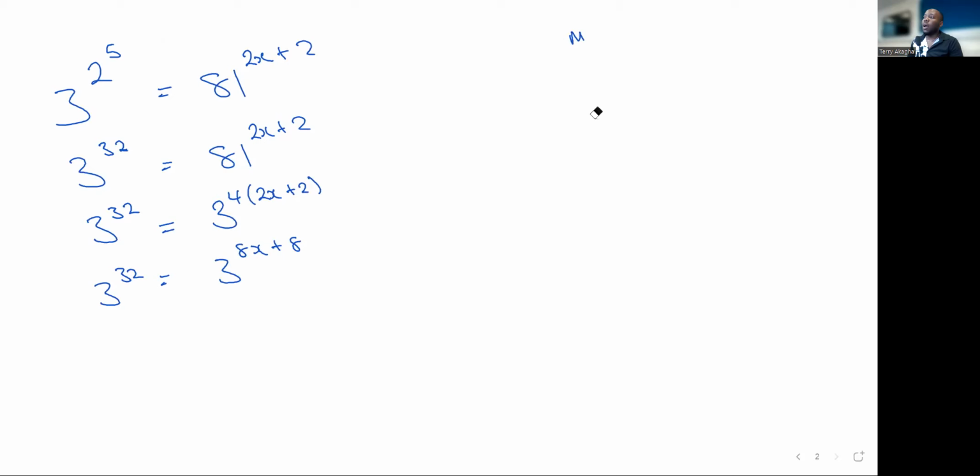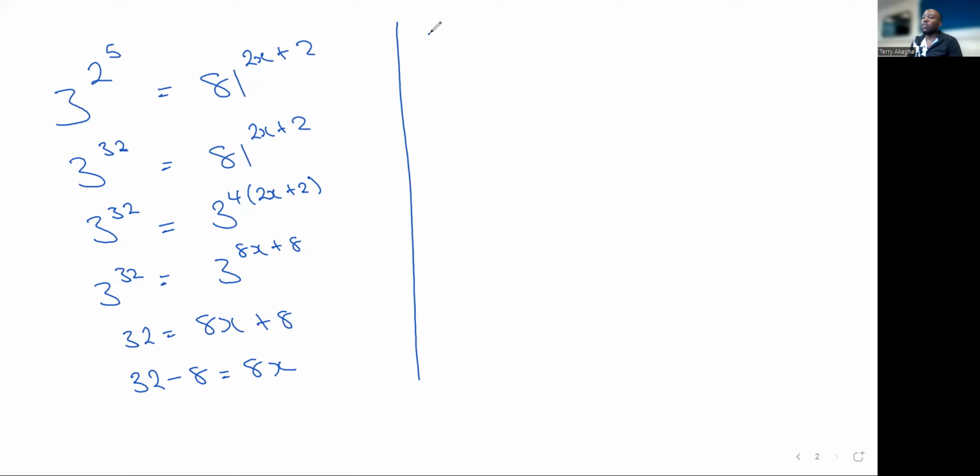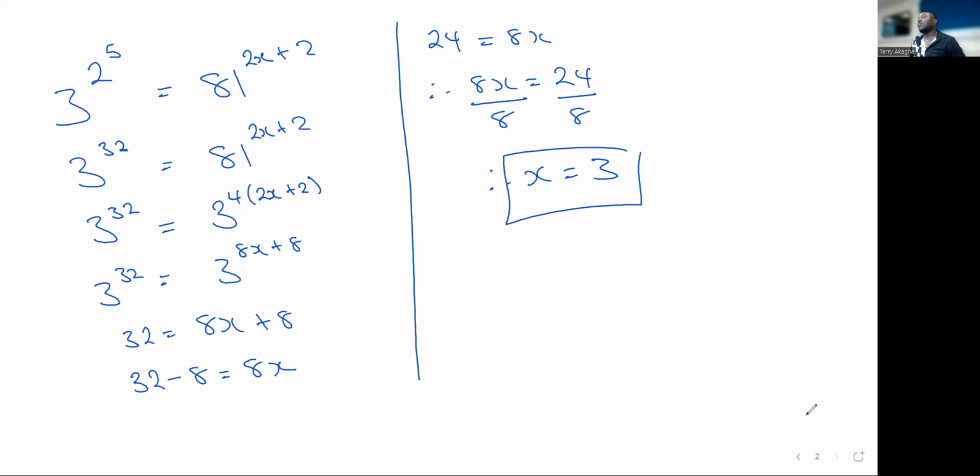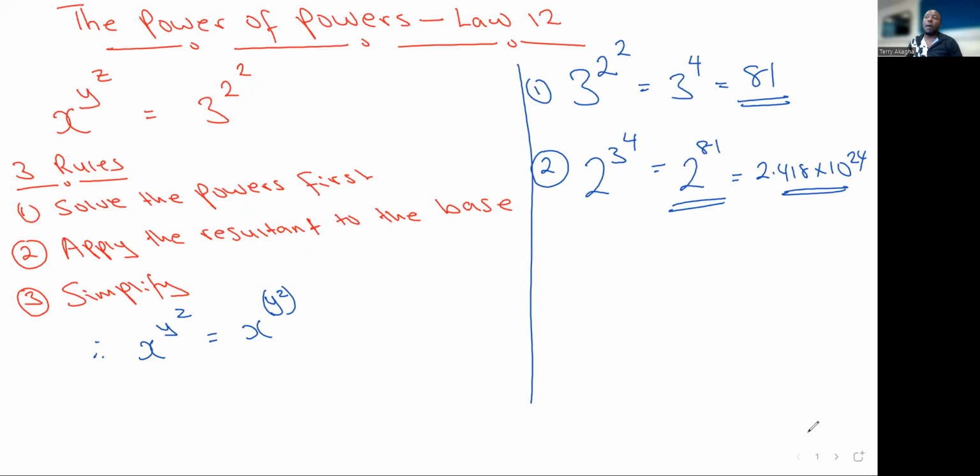So for this to be equal, 32 must be equal to 8x plus 8. You take 8 to the other side, so it's going to be 32 minus 8 is equal to 8x, all right? Then 32 minus 8 gives us 24 is equal to 8x. Now to get x, you divide both sides by 8. So therefore, x is equal to what? 3. And that is that. So that's the power of powers.